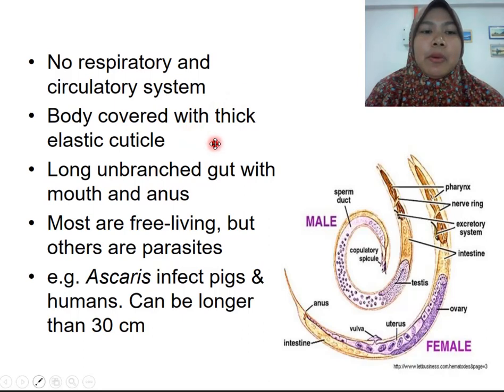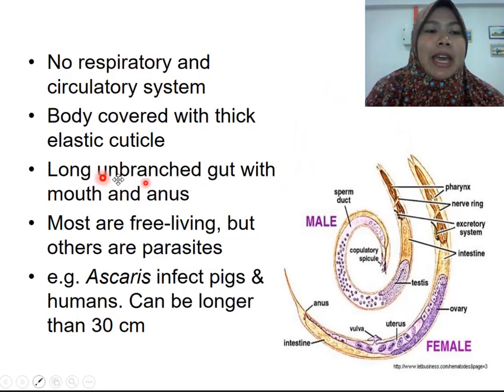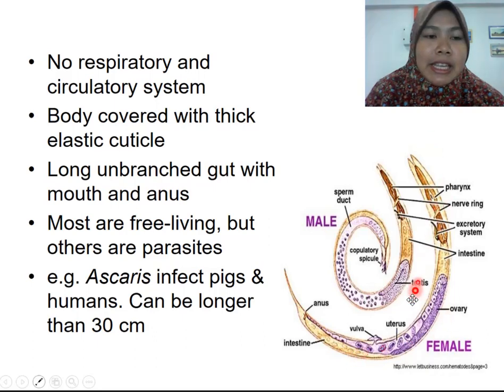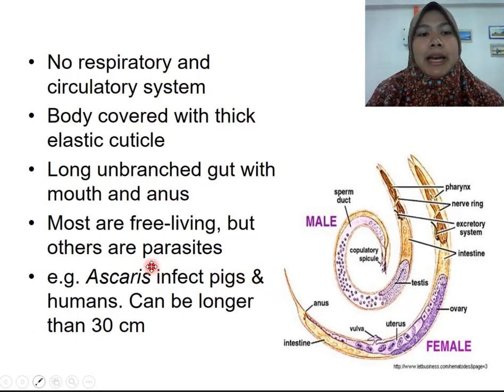The body is covered with a thick elastic cuticle. So that's why if you pernah pegang cacing ni, dia macam keras-keras sikit lah, kenyal-kenyal. And they have a long unbranched gut with mouth and anus. You can see this is the pharynx. So they have a long unbranched gut, or dia punya digestive system, with both mouth and also anus. Most are free living, but others are parasitic.